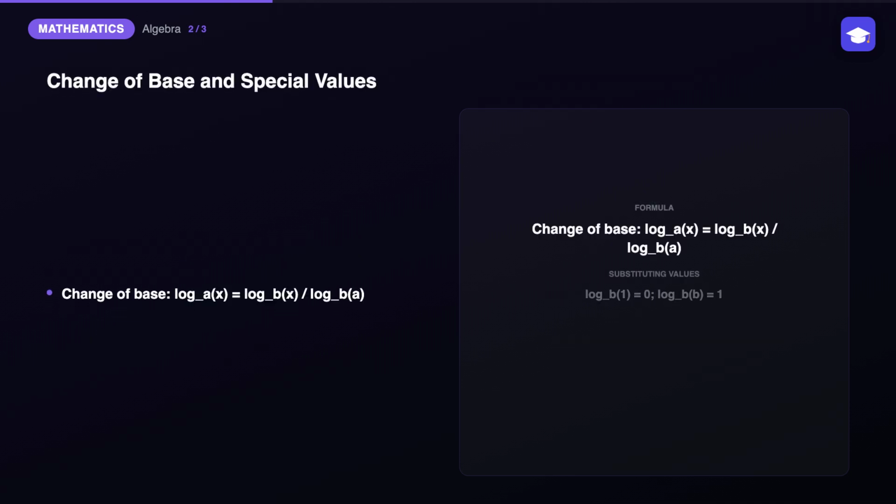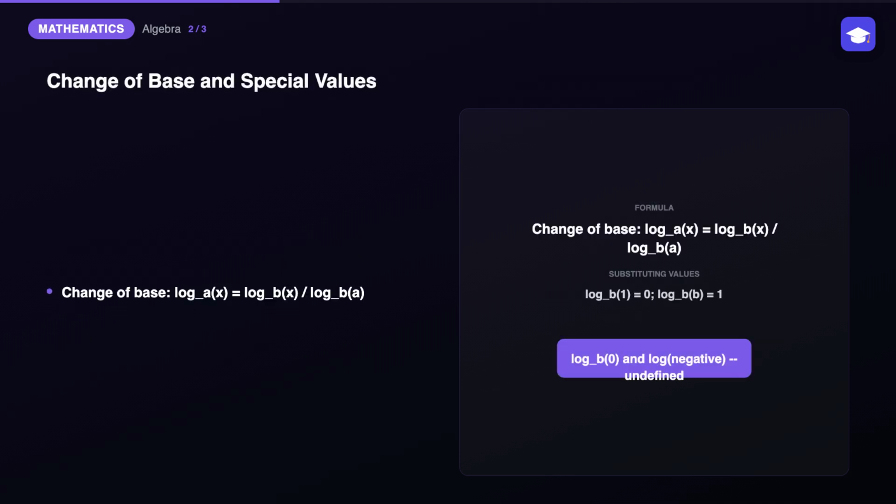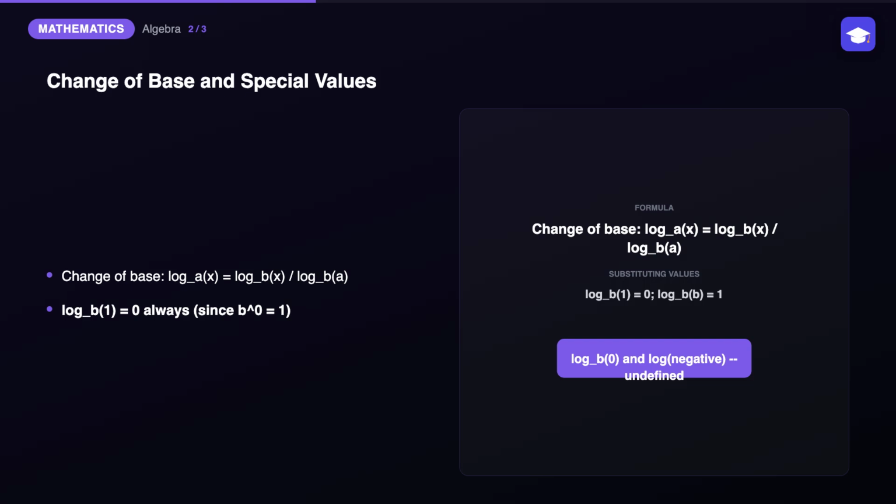The change of base formula lets you convert a logarithm from one base to any other. Only a calculator that provides base 10 common logarithm or base e natural logarithm.